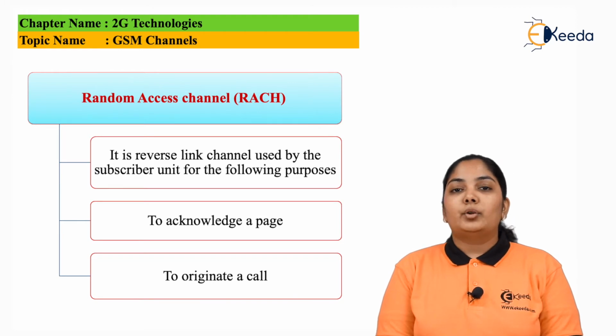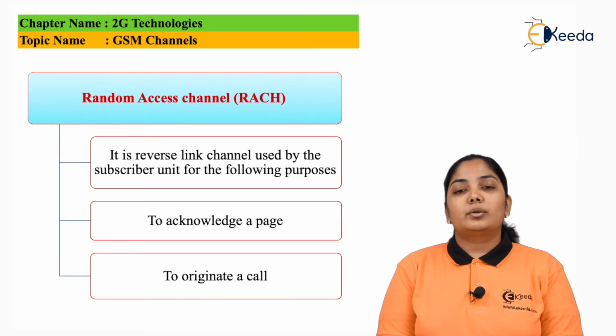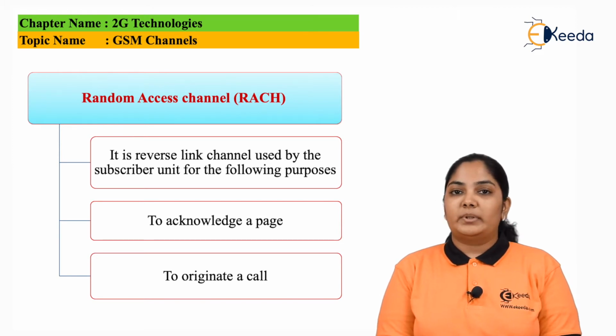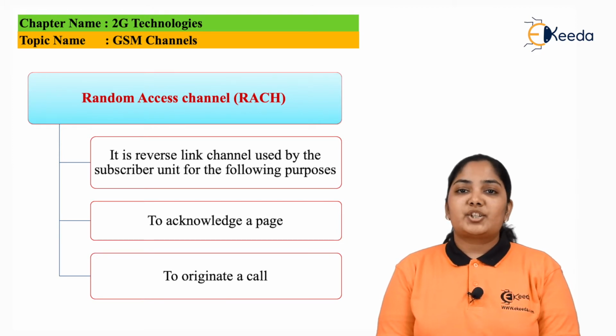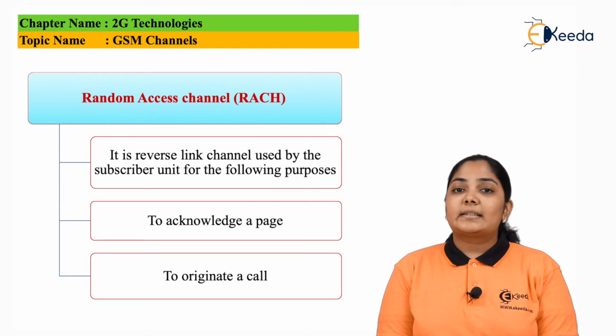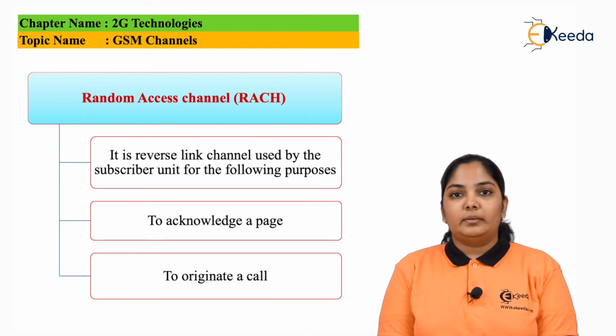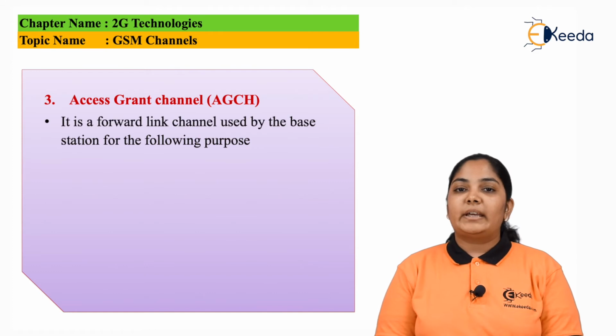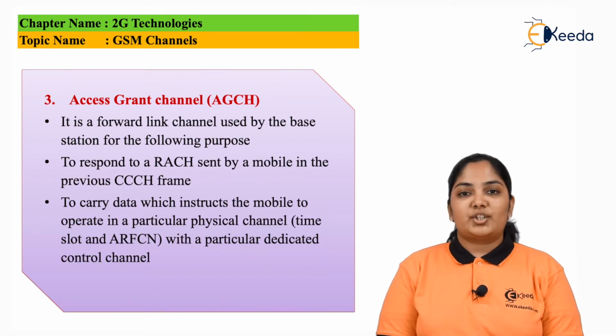Hence, the mobile phone on this random access channel, that is on the reverse link, will send an acknowledgement for the call that it is receiving. Also, the call origination starts from this channel. Once the base station knows that the mobile phone is ready to accept a call, since we have sent an acknowledgement on the reverse link channel, that is from the mobile station to the base station, on the random access channel. The third type of channel that we have is called the access grant channel.